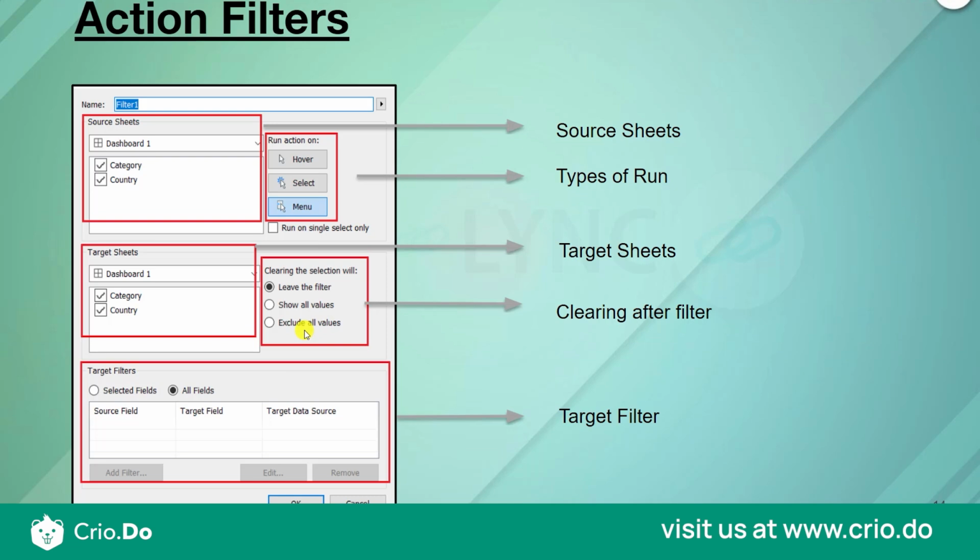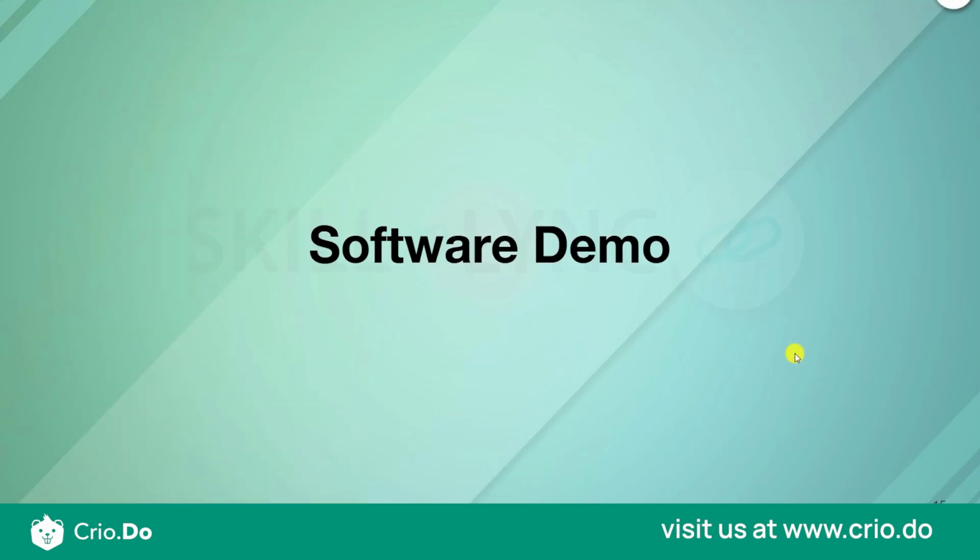The box below is the target filter. In the target filter you can use the target fields to choose a specific column, a dimension or a measure that you want to target in the target sheet. This is called a target filter, and we have an option for that as well. So let's see how the action filters work in a real-time scenario.